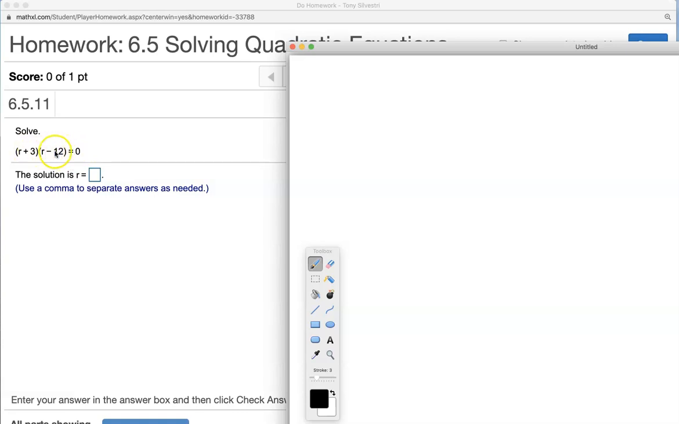And it looks like something that you can FOIL out to get an r squared, minus 12r plus 3r is 9r, and then minus 36. But that's not what they want you to do here. With the equal 0, we're changing these problems up a lot. Let me just copy that: r plus 3 and r minus 12.